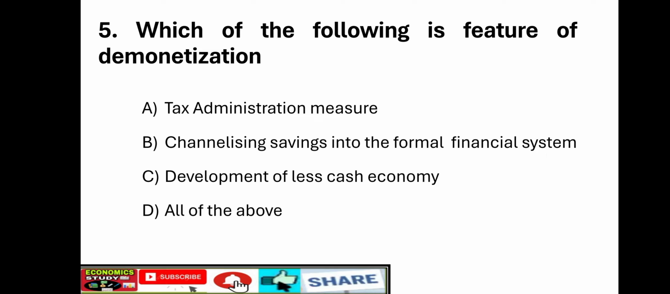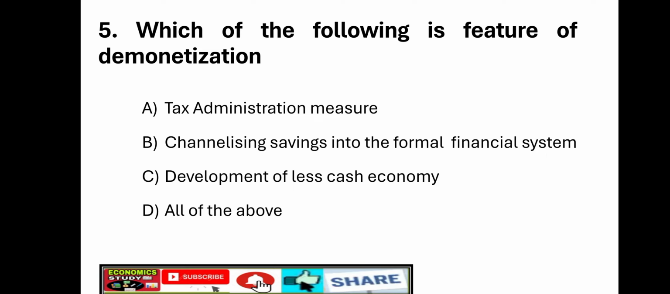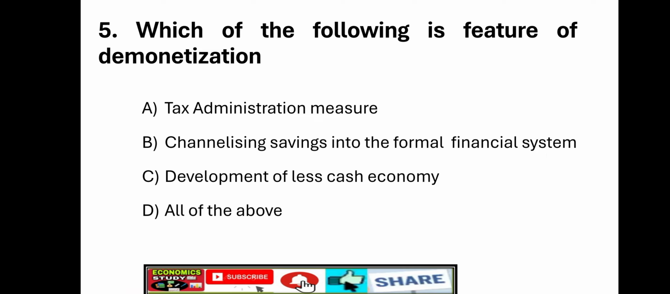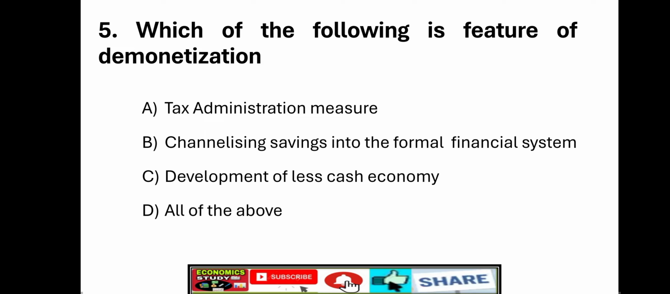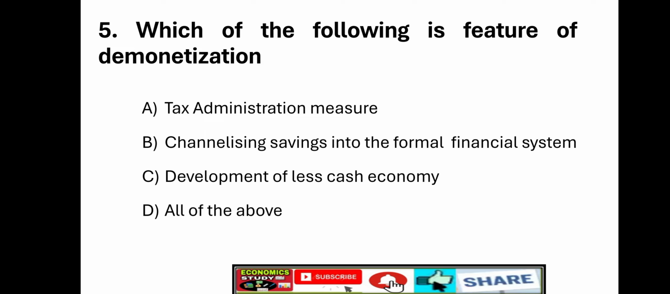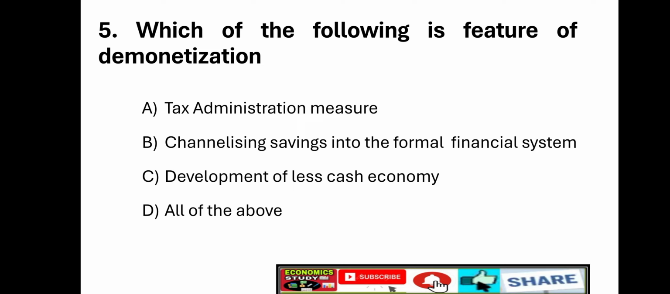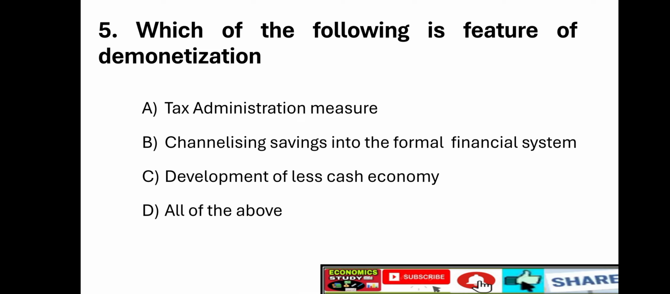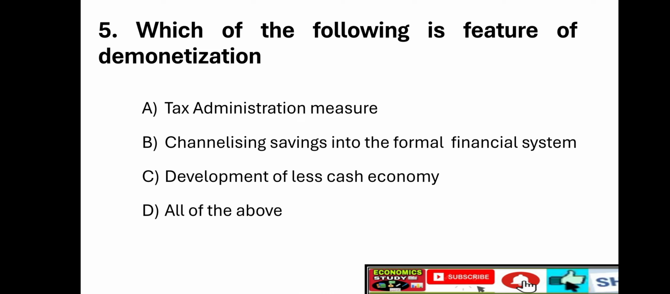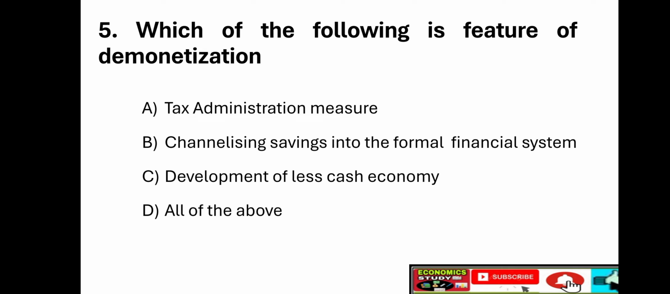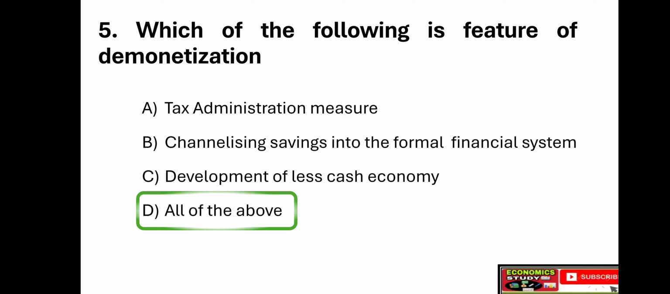Next question, fifth question. Which of the following is a feature of demonetization? Option A, tax administration measures. Option B, channelizing savings into the formal financial system. Option C, development of less cash economy. Option D, all of the above. Right answer is all of the above.